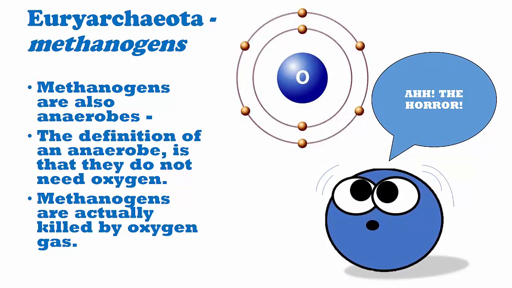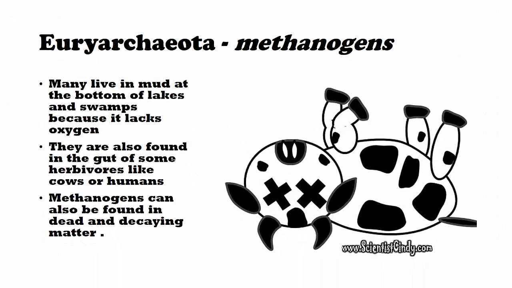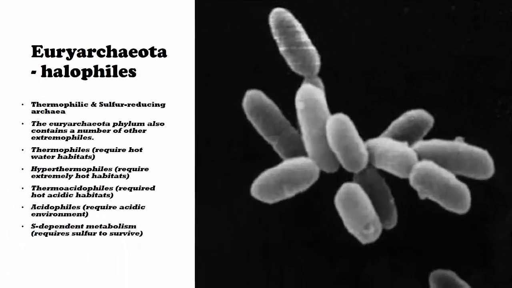Methanogens are also anaerobes. The definition of an anaerobe is that they do not require oxygen. These methanogens, however, are not only not dependent upon the presence of oxygen, but they will actually be killed in the presence of oxygen. Many of these methanogens live in mud at the bottom of lakes and swamps because it lacks oxygen. They are also found in the gut of some herbivores like our cows and some humans. Also, methanogens can be found in dead and decaying matter.